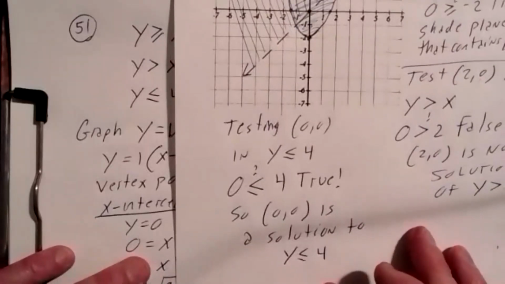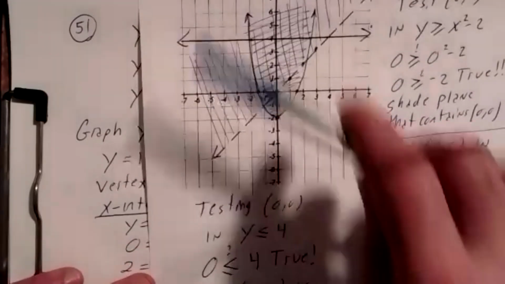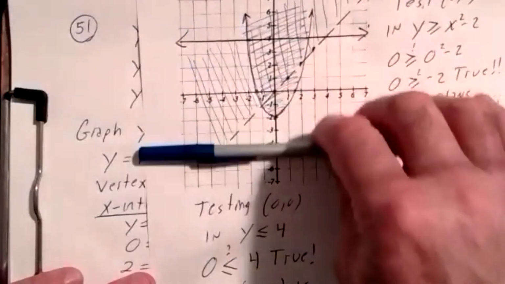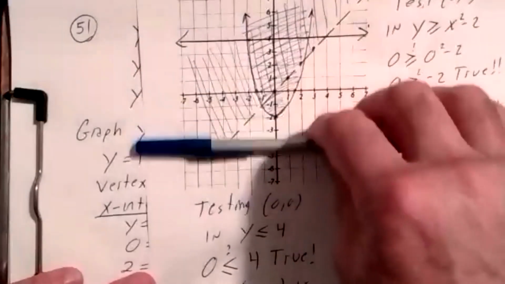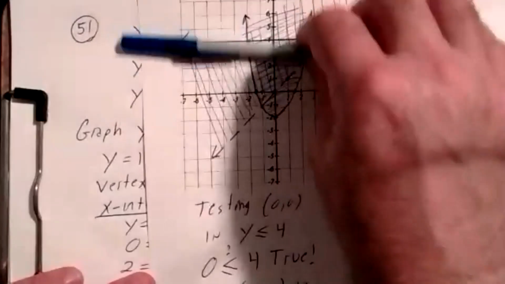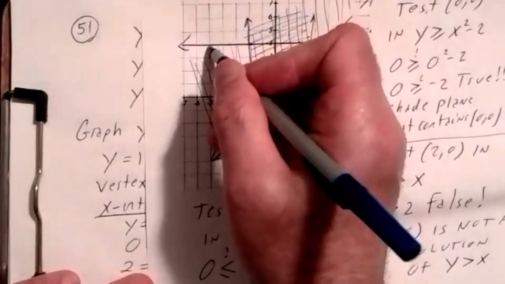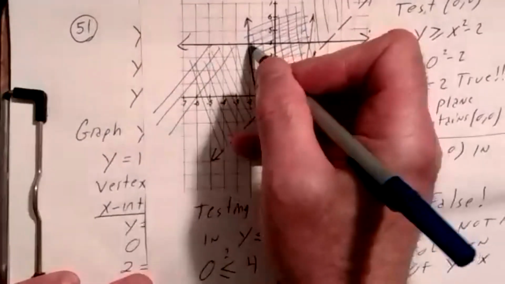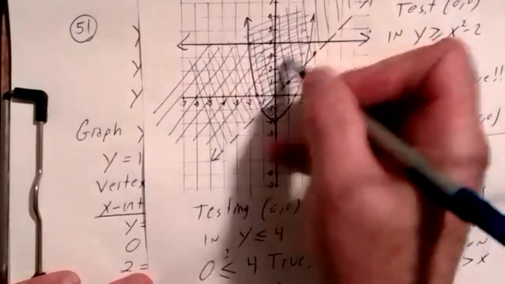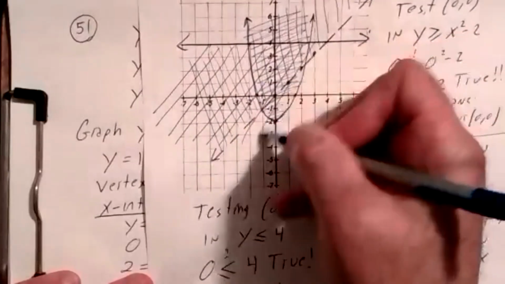So ladies and gentlemen, that being the case, we have to shade the plane that contains 0, 0. Which means we shade the plane below the horizontal solid line because that's the plane that contains 0, 0. So we shade below. And you're looking at the graph of the third and final inequality in that system.